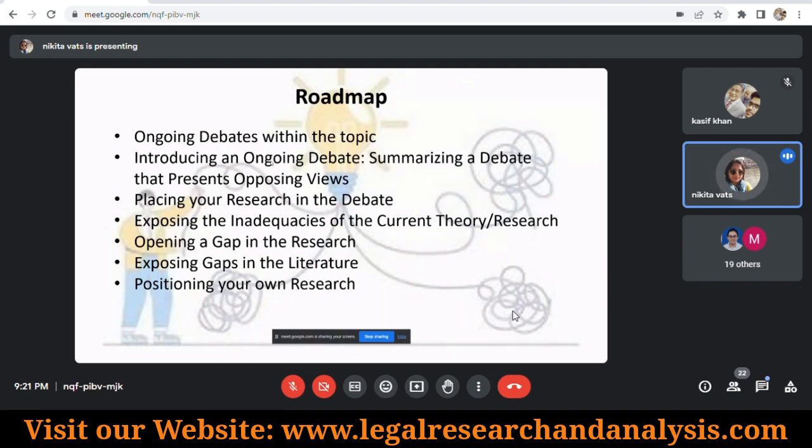Now the roadmap. Whenever you are conducting the literature review, what roadmap can you follow? What are the ongoing debates within the topic? Introducing an ongoing debate, summarizing a debate that presents opposing views, placing your research in the debate, where exactly your research comes into that debate. For example, UCC: whether you support UCC, whether you do not support UCC, whether you are just summarizing what all the ideas have said about it. So placing your research in the debate.